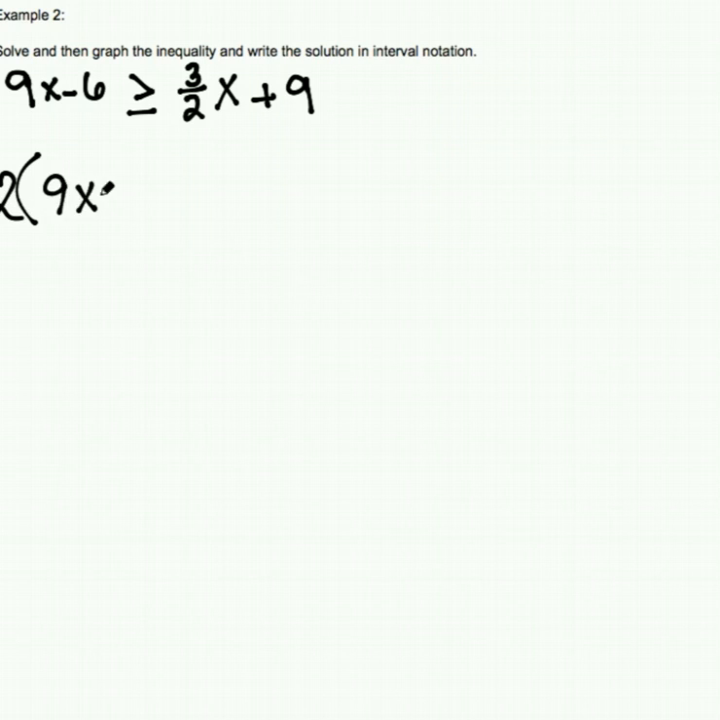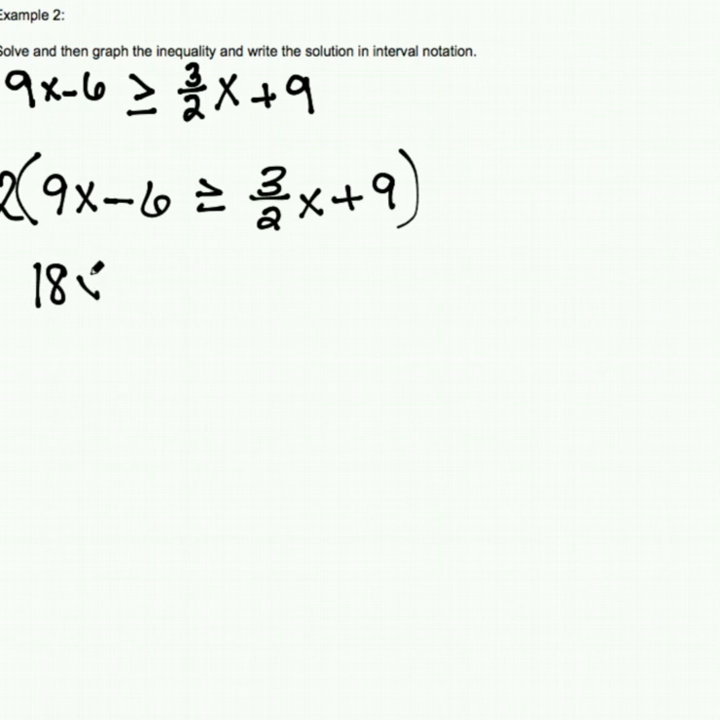So I'm going to write it out, show you what I'm doing. Every term by 2. So 2 times 9x is going to give me 18x. 2 times 6 gives me minus 12, is greater than or equal to. 2 times 3/2 x is going to give me 3x. And then lastly, 2 times 9 is 18. So I've eliminated the fraction.